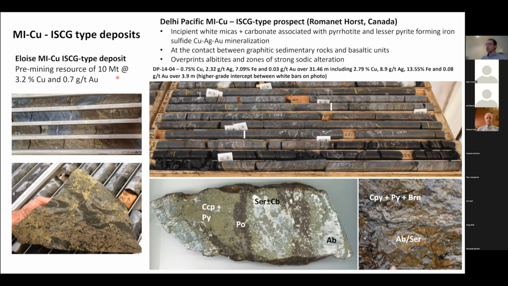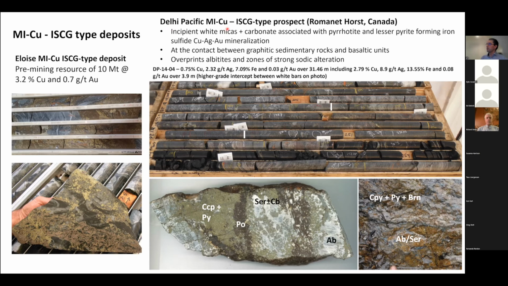This is the pre-mining resource, but the deposit keeps going, and it grew much bigger than its pre-mining resource was. And really, the main difference with iron oxide copper gold is that instead of having iron oxide as hematite or magnetite, iron sulfide like pyrrhotite or pyrite becomes the main expression of that iron-rich alteration. What it also means is that geophysical methods like gravity and mag are not as suitable for exploring for this type of mineralization as electrical methods can be.